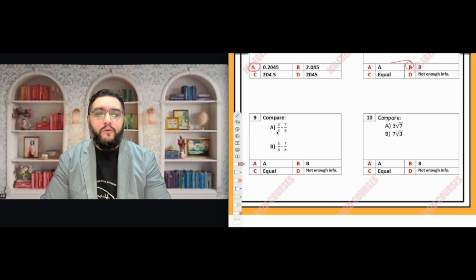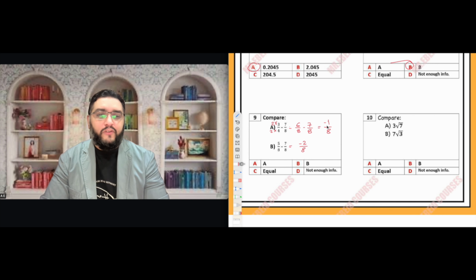Compare between 3 over 4 minus 7 over 8 and 5 over 8 minus 7 over 8. This one you can subtract directly because you have the same denominators. So 5 minus 7, it will be negative 2. And write down 8. This one you can multiply both the numerator and the denominator by 2. So this is 6 over 8 minus 7 over 8. 6 minus 7, it will be negative 1.